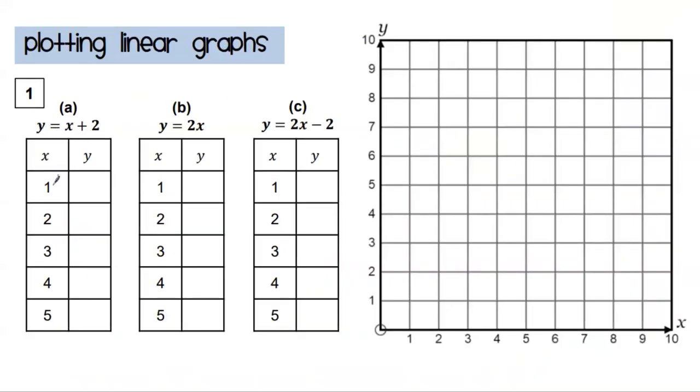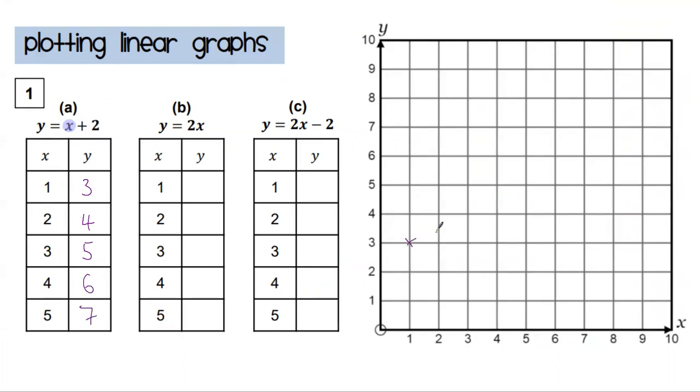Okay, plotting linear graphs. Y is X plus 2. So the Y coordinate is whatever the X one is, add 2. So you're just literally swapping that in for that number. So Y would be 1 add 2, that'd be 3. Y would be 2 add 2, which is 4. 3 add 2 is 5. 4 add 2.